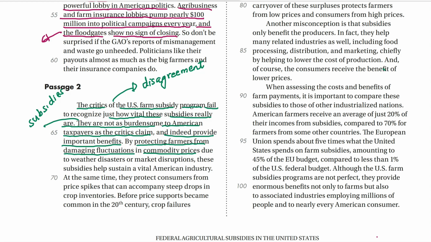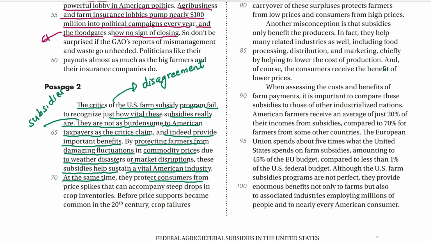What is the fluctuation? When I say damaging fluctuation, it means prices go down, prices go up. That's the fluctuation in commodity prices, in the prices of their products, due to weather disasters or market disruptions. These subsidies help sustain a vital American industry. They help the American industry to be stable and steady. He is mainly being very positive when he talks about what? About the subsidies program. Did we get the story, guys? What comes next? At the same time they protect consumers.